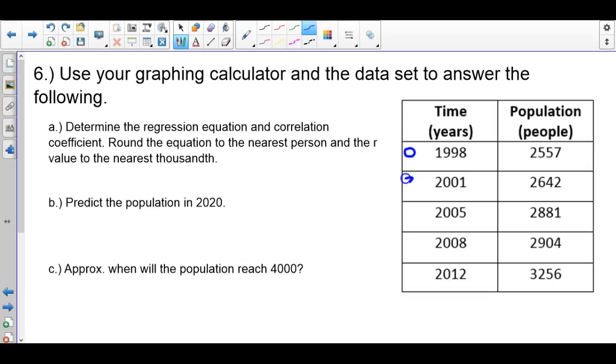3 years later would be 2001. Now that's 4 years past that, however, 7 years. Okay, 2005 is 7 years past 1998. 2008 would be exactly 10 years, and then 2012 would be 14 years later. So what I'm going to do is use those values in my calculator. So let me pull up a calculator here.